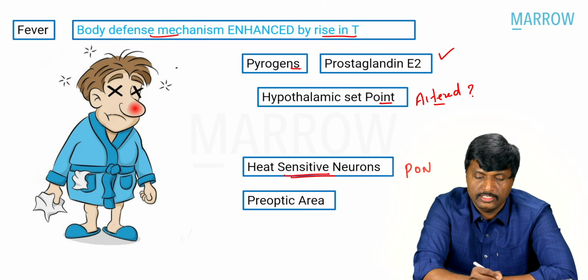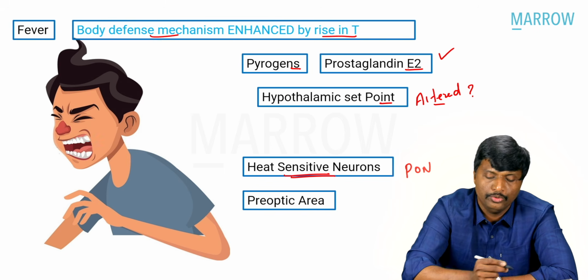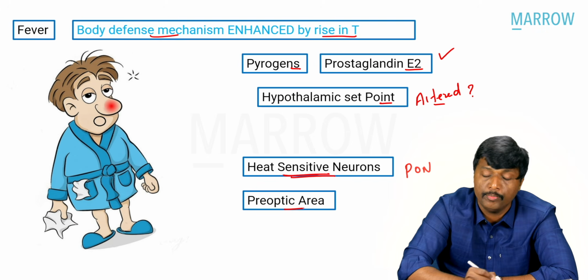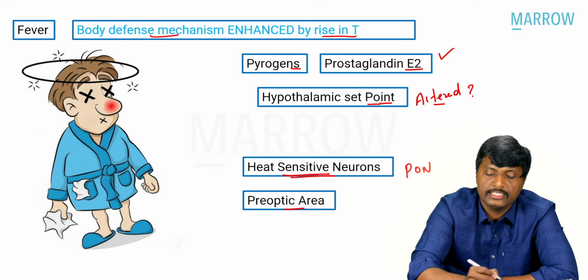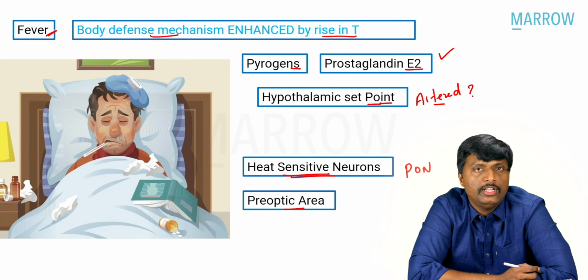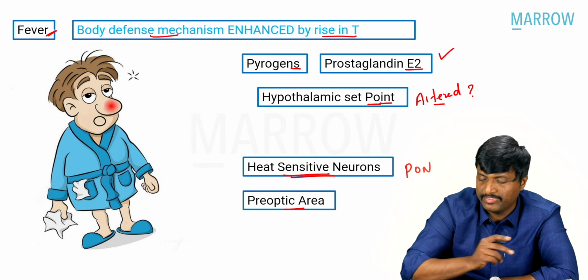So pyrogens, prostaglandin E2, influence the activity of heat sensitive neurons in the preoptic area. The hypothalamic set point is altered. Fever. Very important. The answer for the question is preoptic nucleus. Next.